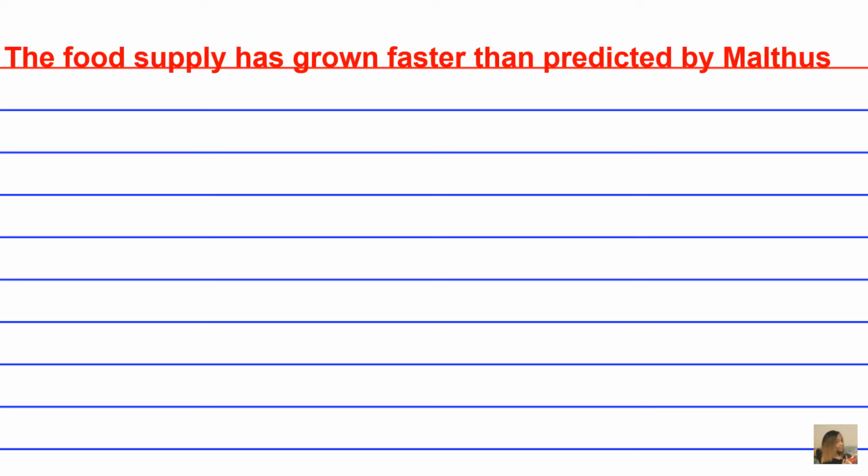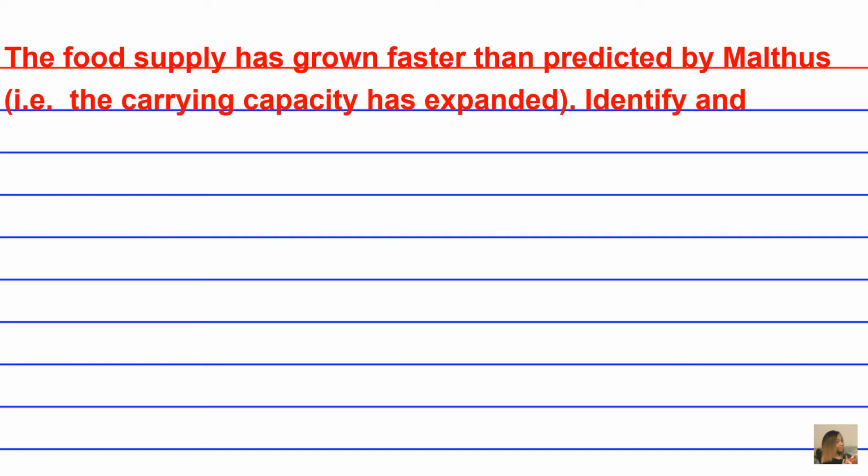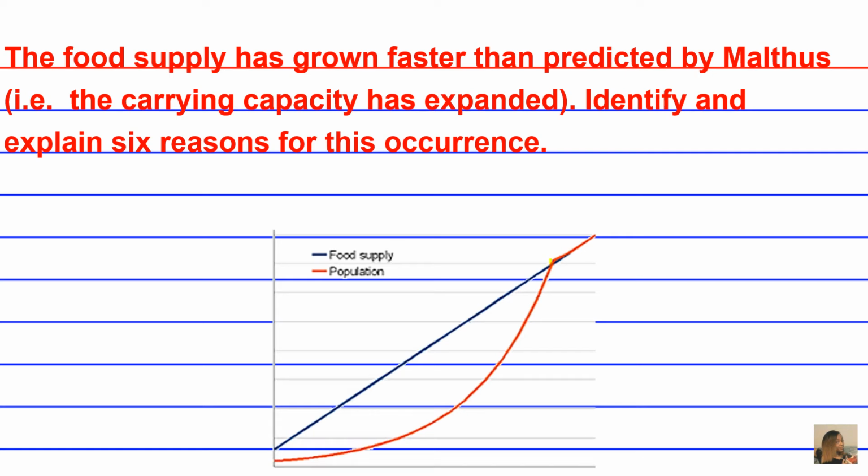According to Malthus, population growth will inevitably outpace food production, resulting in widespread famine. But the food supply in some regions has grown faster than predicted by Malthus. That is, the carrying capacity has expanded. So identify and explain 6 reasons for this occurrence. All right, so you won't have a situation like this where you have a critical crisis at which the food supply falls beneath the population demand. I'll give you a moment to write a concise, correct answer. Press pause if you need to.